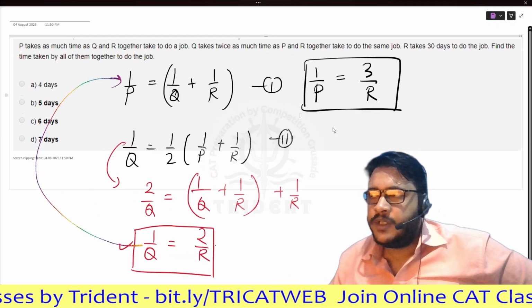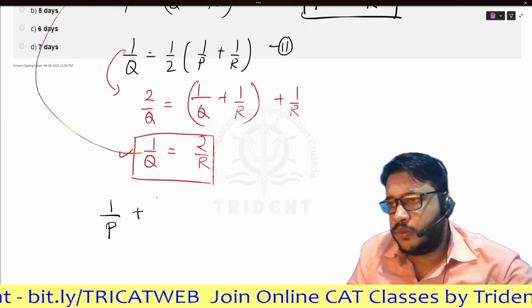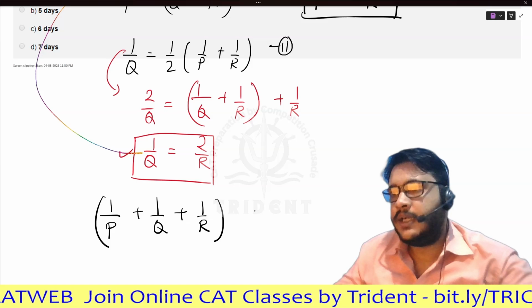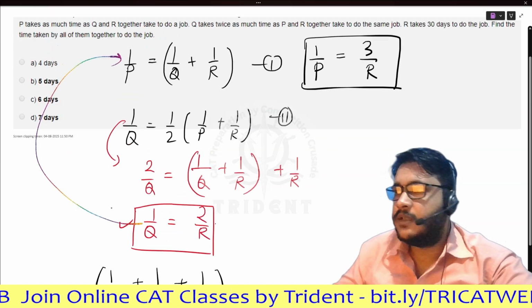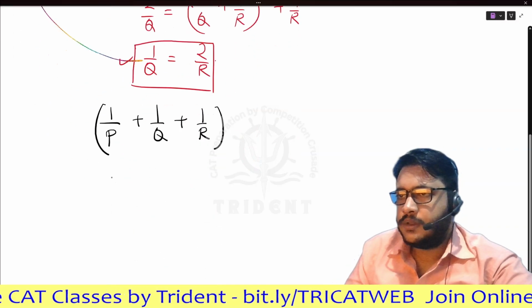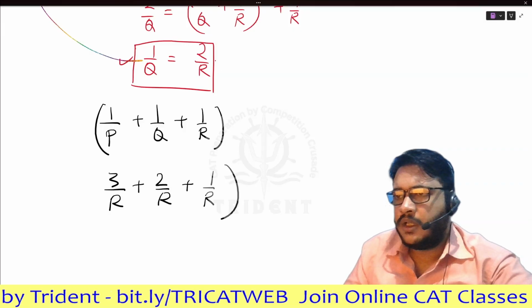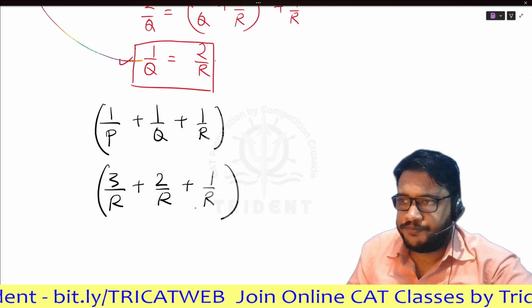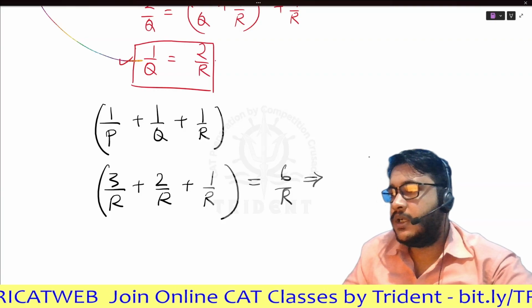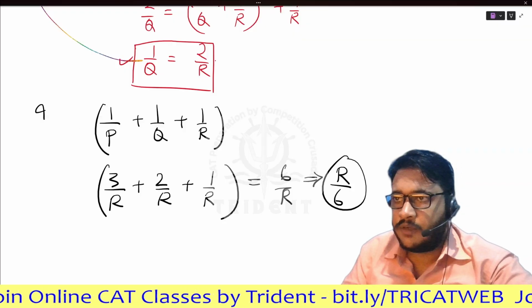So how many days will all of them take? In one day they will do 1 upon P plus 1 upon Q plus 1 upon R. And I know that 1 upon P is nothing but 3 upon R. I'll write it over there. 3 upon R, this is 2 upon R, and that is 1 upon R. If I take R common, this will be 6 upon R, right? So the total days that will be taken is R upon 6 days, because this is in one day.